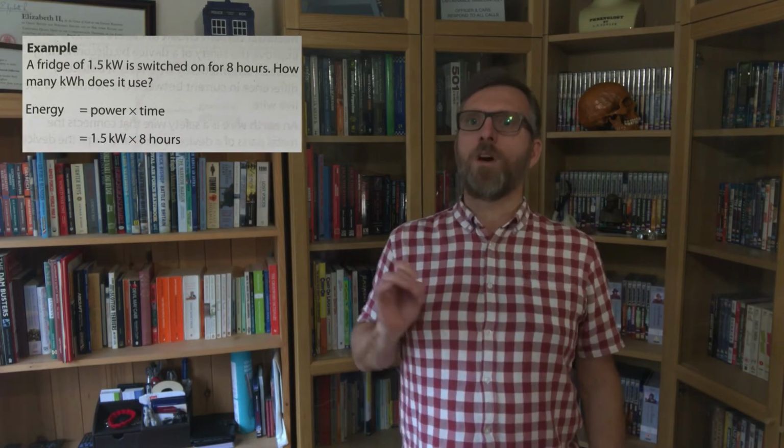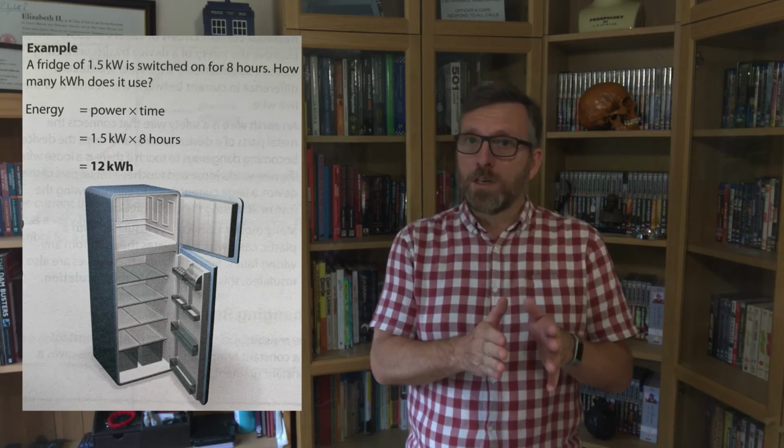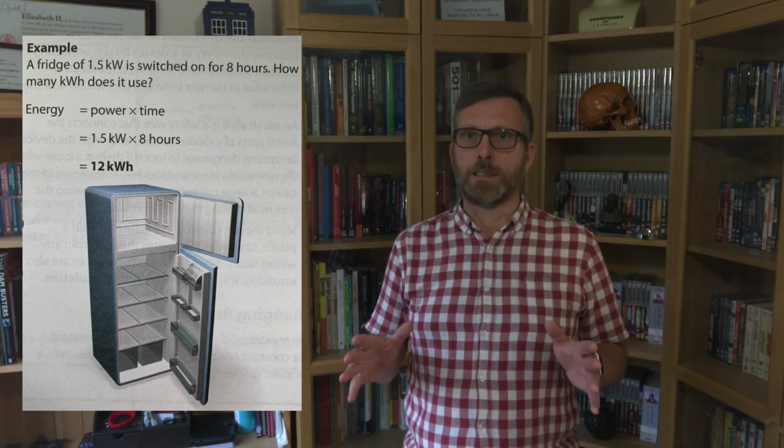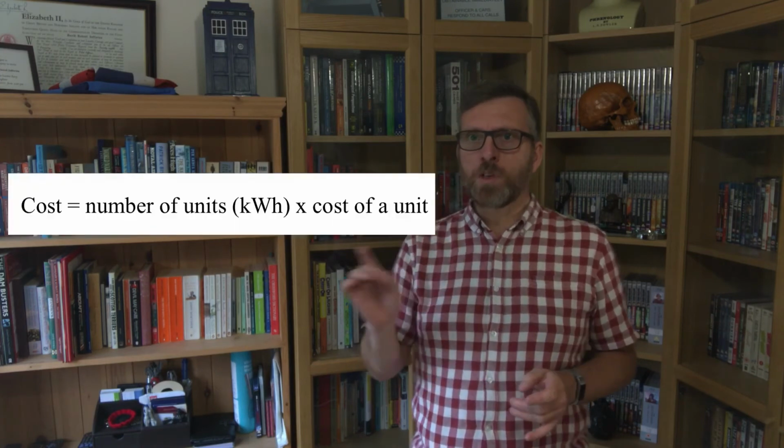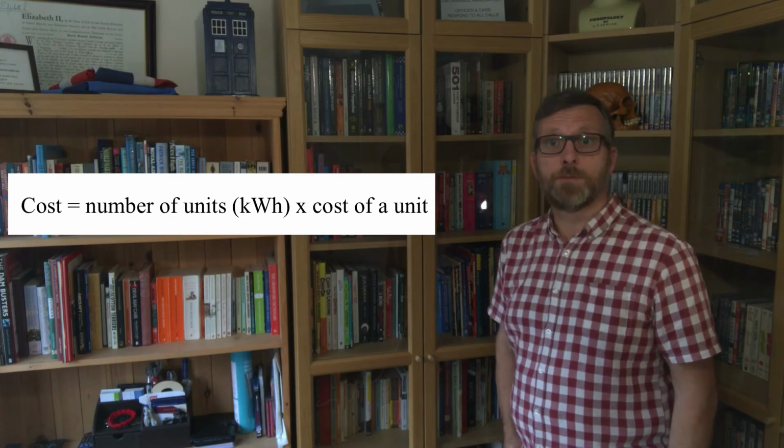Well, the energy equals power multiplied by time. So that's 1.5 kilowatts multiplied by 8 hours, which equals 12 kilowatt hours. Now note that as we are dealing with kilowatt hours, there's no need to convert the time into seconds. Now electricity providers refer to kilowatt hours as units of energy rather than joules. Now the cost for your electricity can be calculated by multiplying the number of units by the cost of one of those units. Fairly straightforward. The formula is cost equals number of units in kilowatt hours multiplied by the cost of a unit.